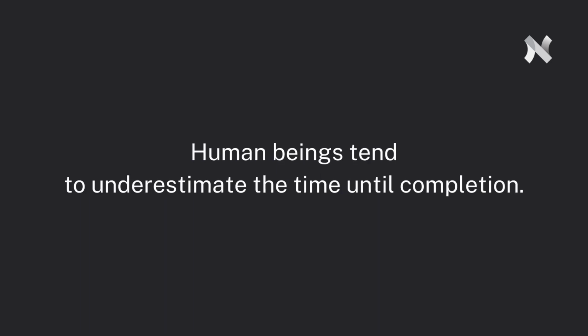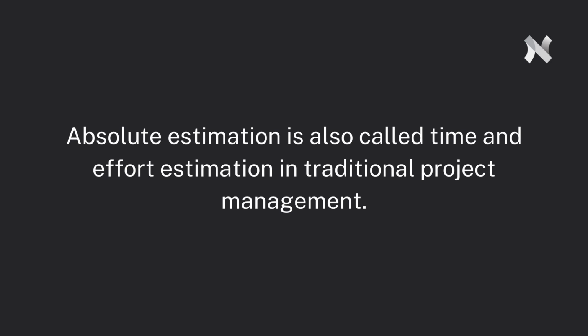It can be difficult to estimate the amount of time it takes to complete a task. More often than not, we human beings tend to underestimate the time until completion. When it comes to big projects, this effect can be multiplied many times and can be the root cause of projects being late and over budget. So in Scrum, we try to overcome this problem by practicing relative estimation instead of absolute estimation. Absolute estimation is also called time and effort estimation in traditional project management.